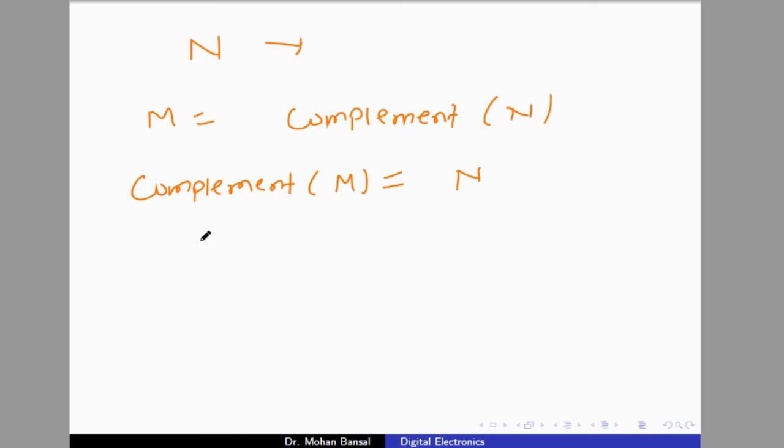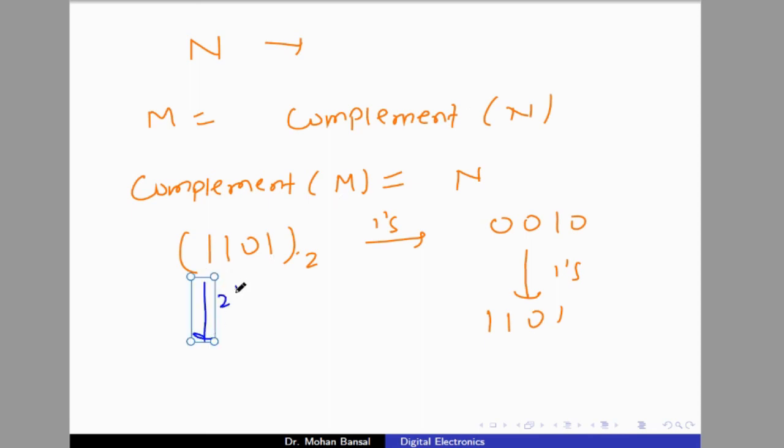Just for example, we have the number 1101. Take the 1's complement, we will get 0010. If we take the 1's complement again, we will get 1101. Similarly, if we take the 2's complement of this number, we will get 0011. If we take the 2's complement of this number again, we will get 1101, because the first one stays as it is and the left part is complemented. So this is 1101. If we take the complement twice of the same number, we will get the same number again.